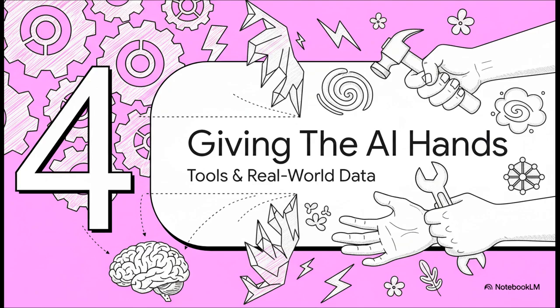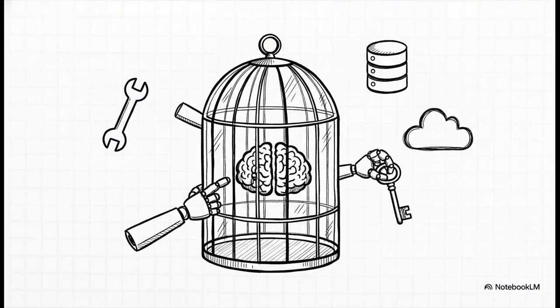It can reason. But it's still trapped. It's stuck inside its own head with only the knowledge that it was trained on, which is already out of date. To be truly useful, we have to give it hands so it can interact with the world right here and right now. This is such a critical point. Without tools, an AI can't check today's stock prices or book a flight or look up your company's latest sales numbers. Tools are what connect the AI's powerful brain to the real, live, constantly changing world.